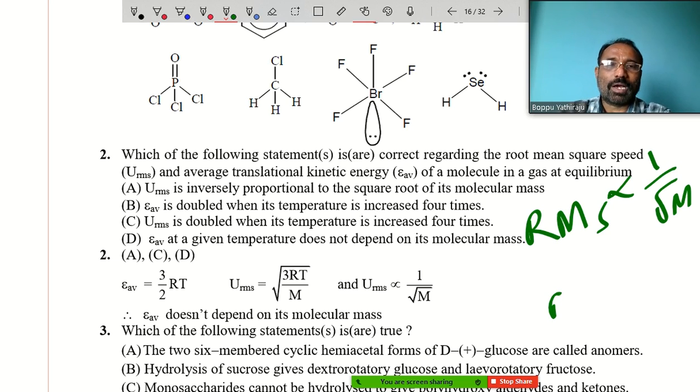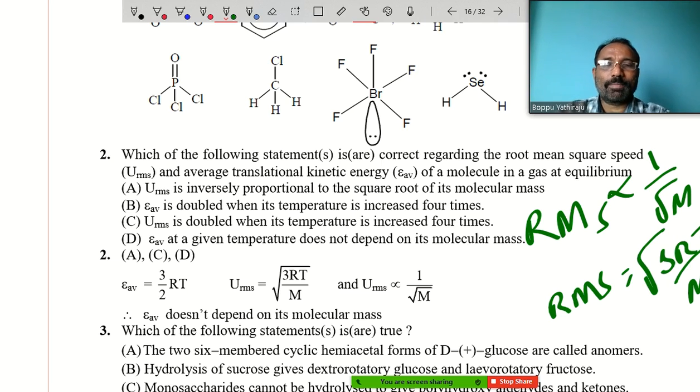Why? Because RMS velocity equals the square root of 3RT by M. At a given temperature, T is constant, R is constant, and 3 is also constant. Therefore, the value of the product of these is constant. Therefore, RMS velocity is inversely proportional to the square root of its molar mass. Therefore, A is the right statement. Next, you observe B. Average kinetic energy is double when the temperature is increased 4 times. That is a wrong statement.